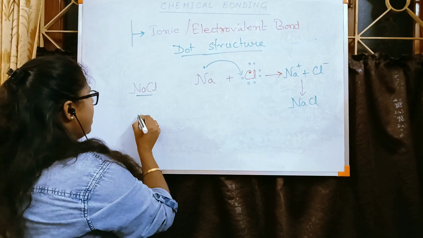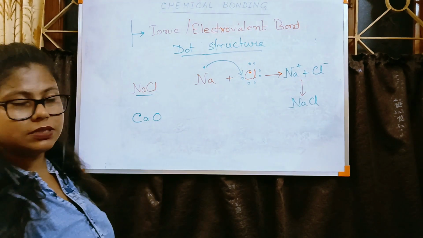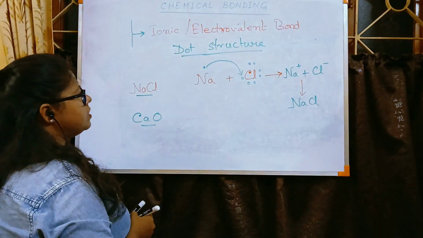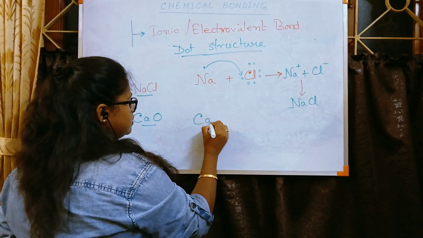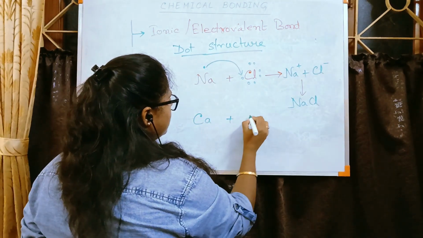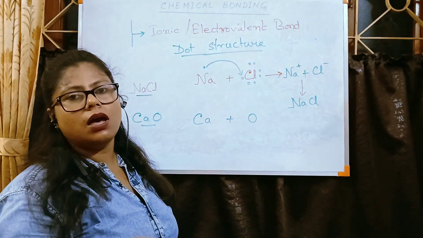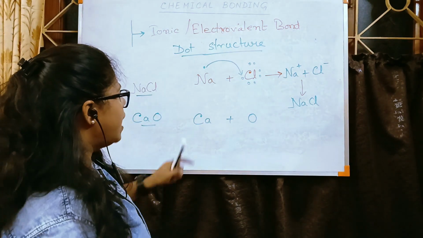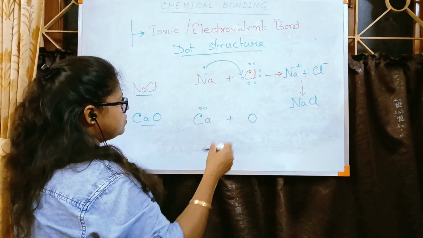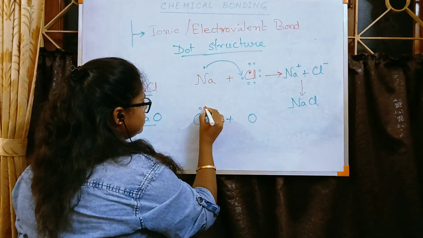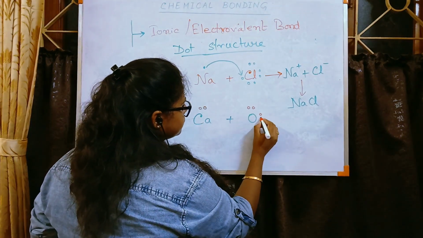We will also take another example, calcium oxide. In case of calcium oxide, we will take calcium plus oxygen. Again, we are going to draw just the valence electrons. For calcium, the valence electrons are 2. Let me use another color pen. Valence electrons are 2, and for oxygen it is 6.